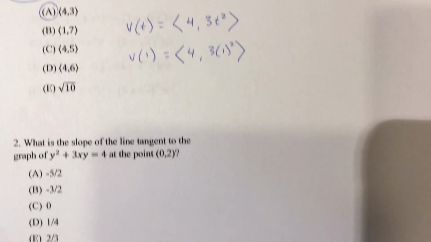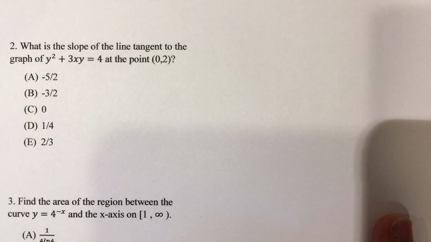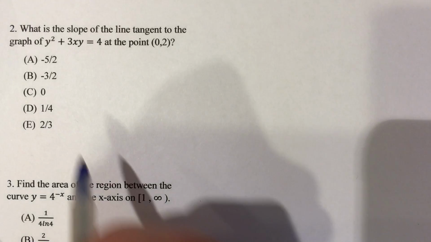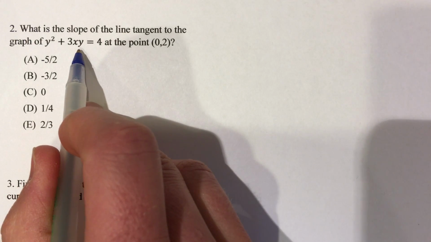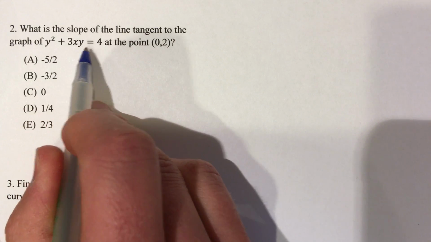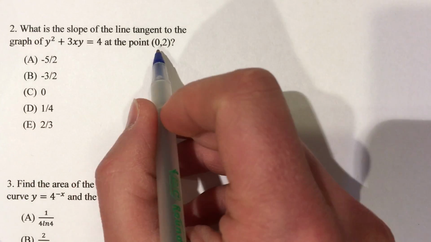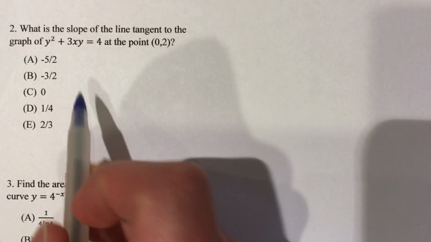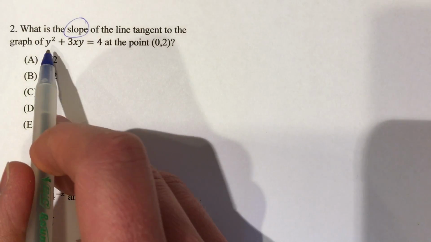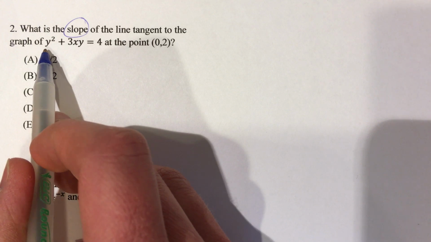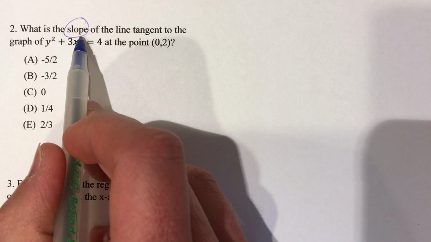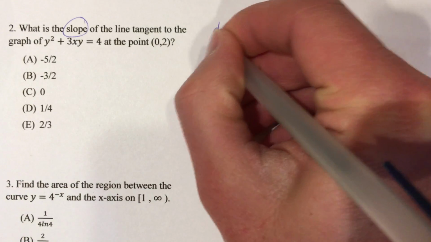Problem number 2. What is the slope of the line tangent to the graph of y squared plus 3xy equals 4 at the point 0, 2? Slope of the line tangent to the graph. So I am going to go ahead and take the derivative. This will be implicit differentiation. Slope would be dy dx.